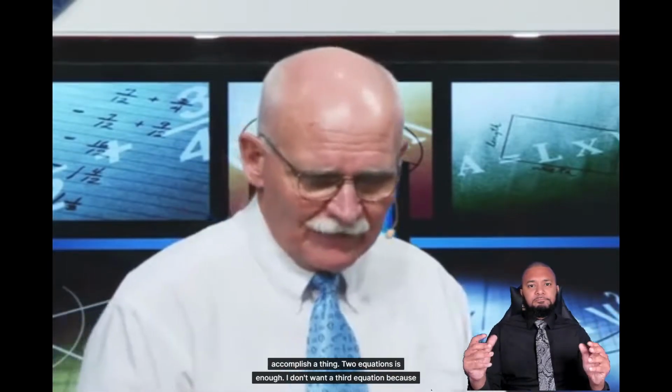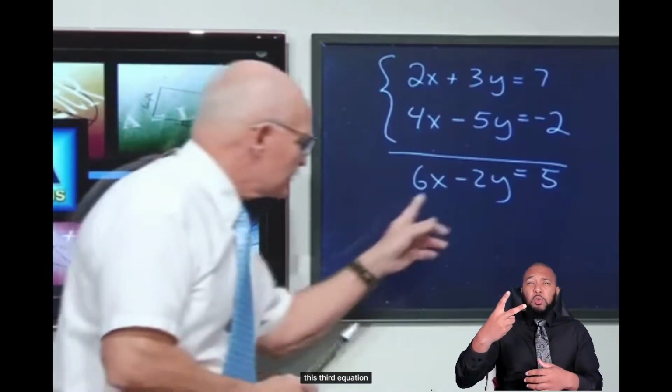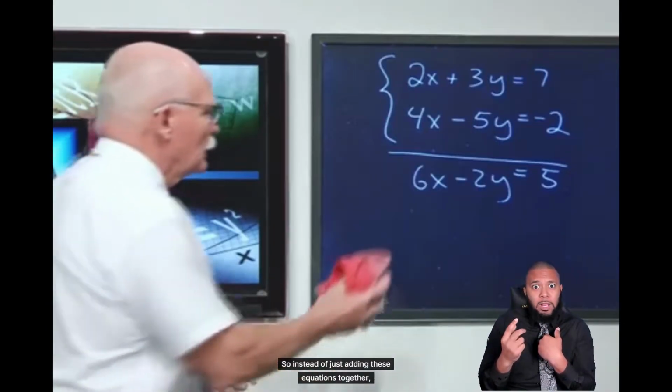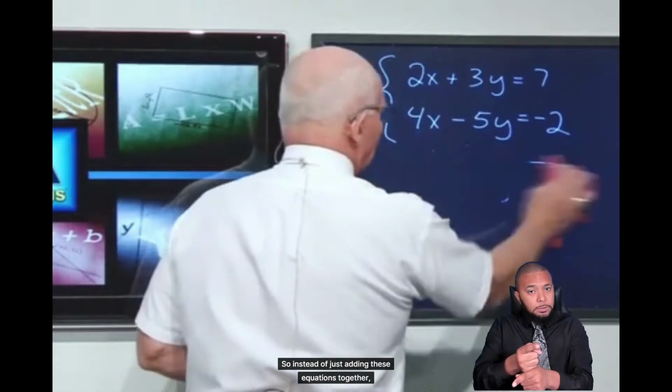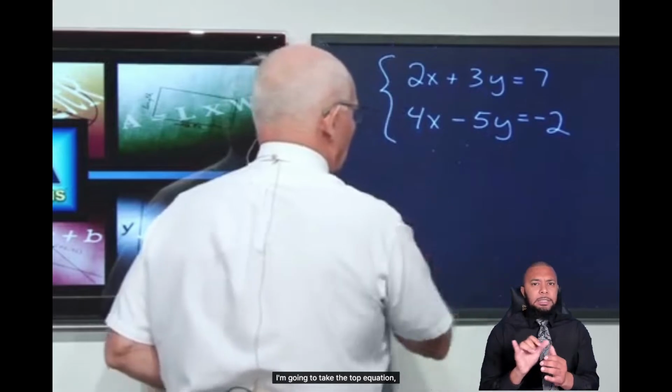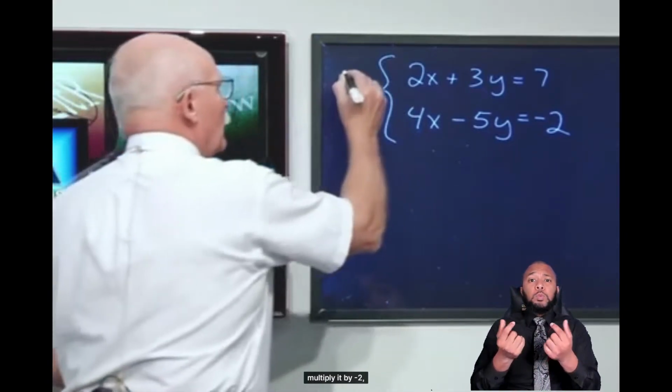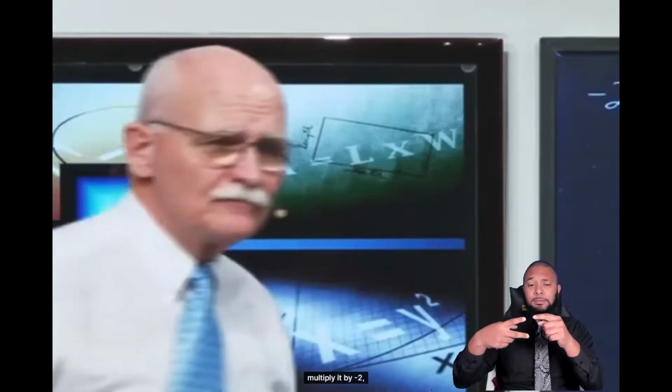Two equations is enough. I don't want a third equation because this third equation still has two variables in it. What I'm trying to do, and what we did in the last lesson with the substitution method, is get an equation that only has one variable. So instead of just adding these equations together, I'm going to take the top equation, multiply it by negative 2, and then add them together.